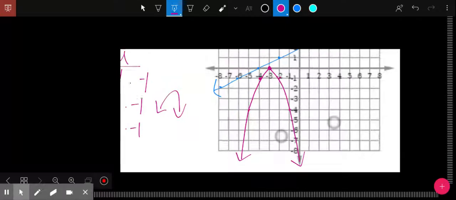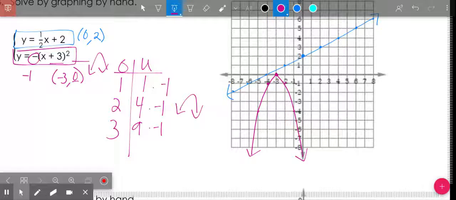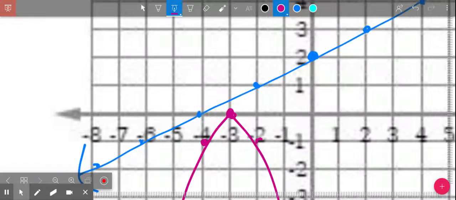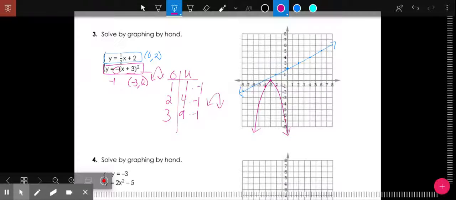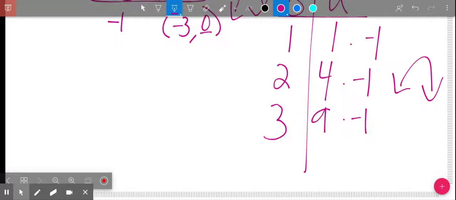All right, so looking at this, those two lines never touch. See how they get really close, but they never actually touch each other. So this is going to be no solutions.